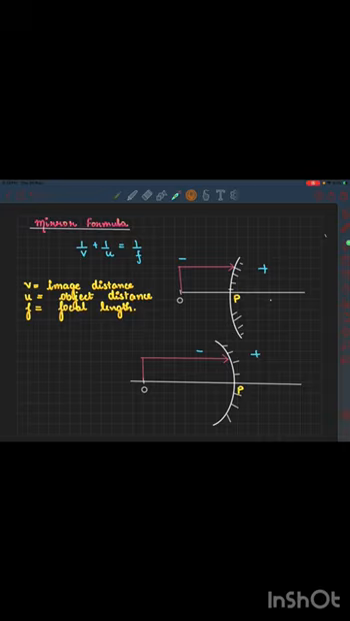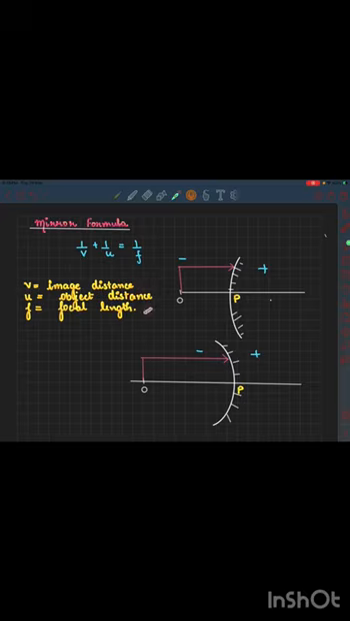This formula is applicable for all types of mirror, be it spherical or plane mirror. The formula is 1/v + 1/u = 1/f. Here v is your image distance, u is your object distance and f is the focal length.